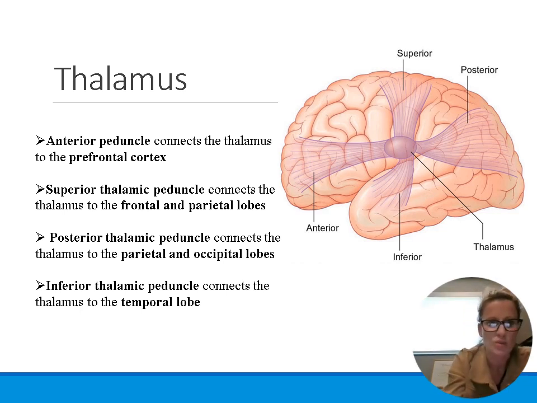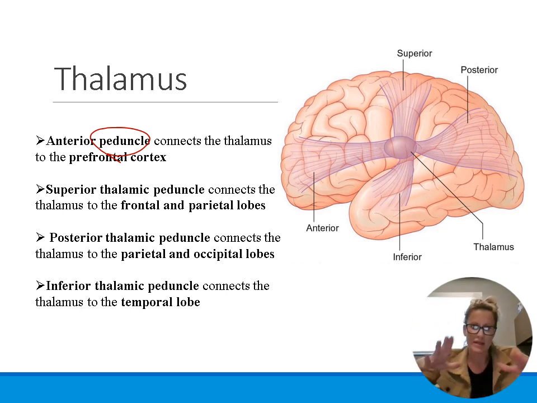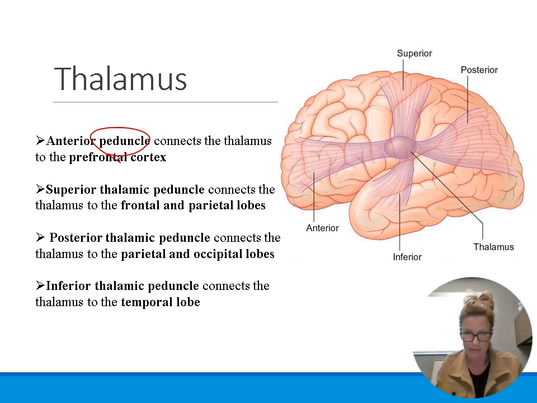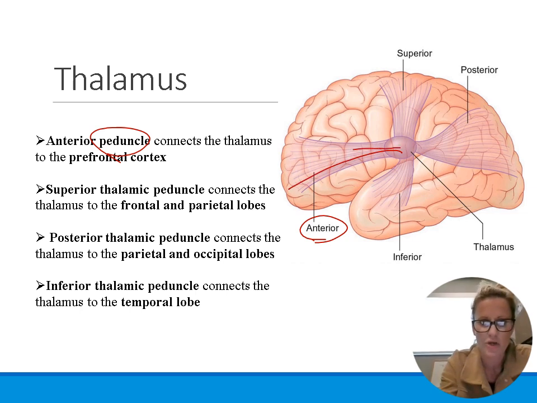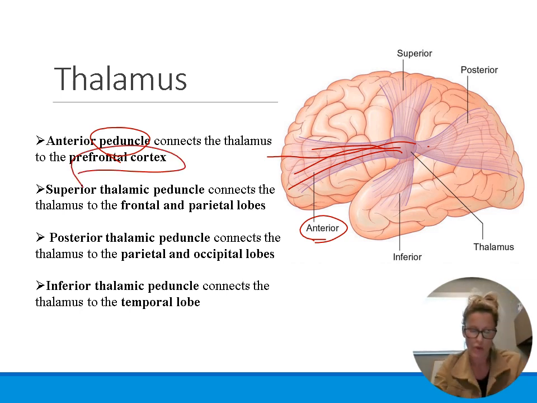So this is showing us what we call the peduncles. A peduncle is just a collection of fibers, a collection of axons that are carrying electrical signals. So the anterior peduncle includes fibers that are going from the thalamus to the prefrontal cortex. So you guys know the prefrontal cortex is like behavior and personality.